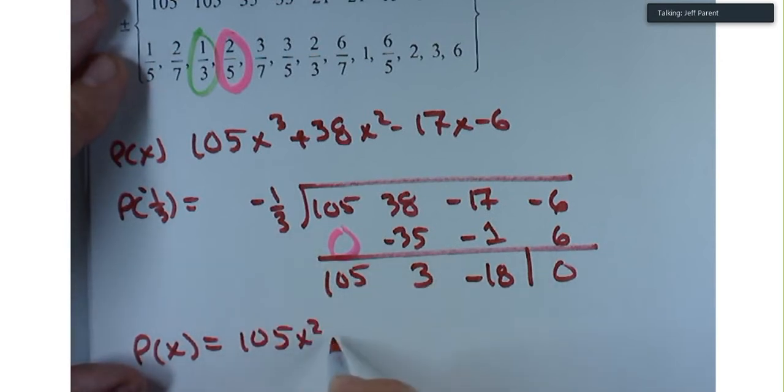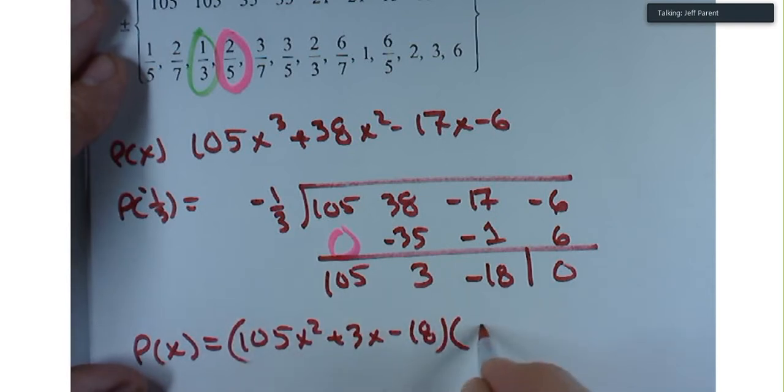105x squared plus 3x minus 18 times x. What sign am I going to have to put in here to make negative 1/3 a root? A minus or a plus? Plus. Perfect.